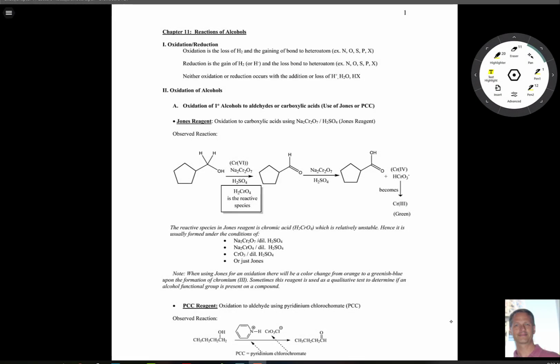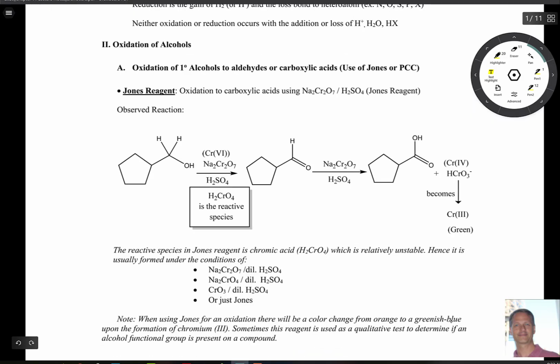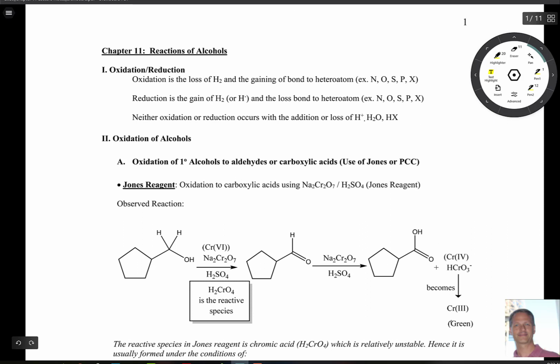The next chapter deals with the reactions of alcohols, where in the last chapter we saw reactions that make alcohols. So we're going to learn reactions that involve the OH group here. Let's talk about some prerequisite definitions.